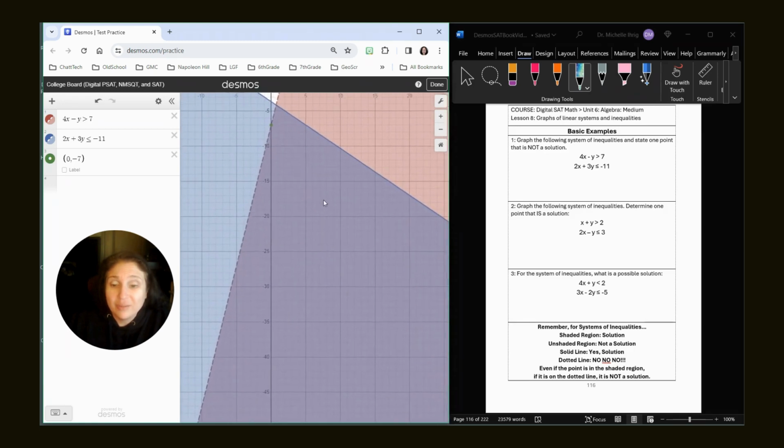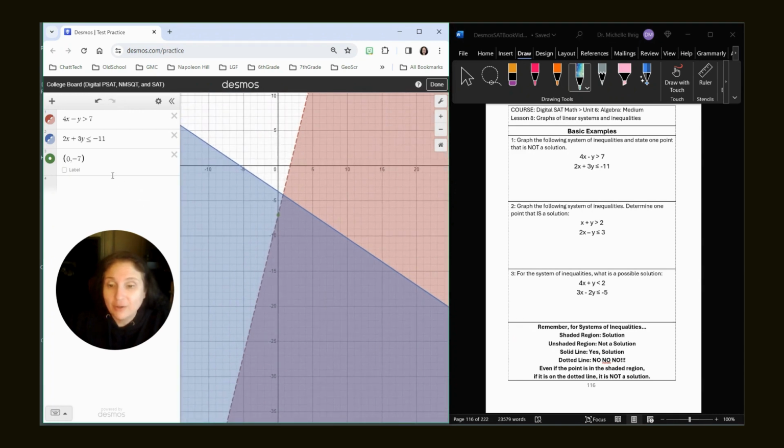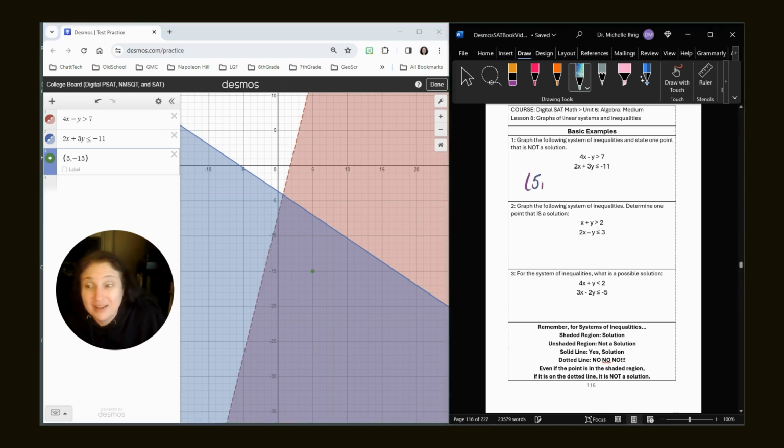So it wouldn't count. So we need to pick a point that is very clearly in here somewhere. I mean, you can be crazy and just do 20, -35 would work, but anything in here would work. So we're just going to do 5, -15. See, it's very clearly in the region, so that is one of our answers. And like I said, there's an infinite number of answers.